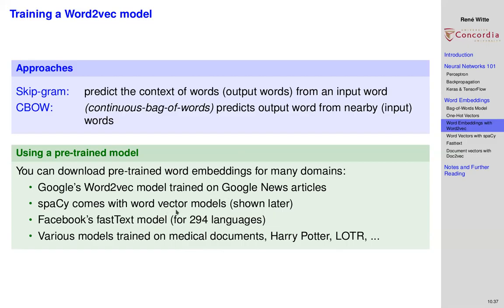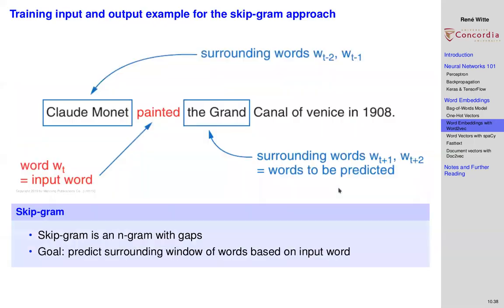Later, I'll show you how you can work with word vectors in spaCy, the NLP library we are using, and I'll show you another model that comes from Facebook as well. But first, let's see how you can train it, and we'll start with the skip-gram approach.